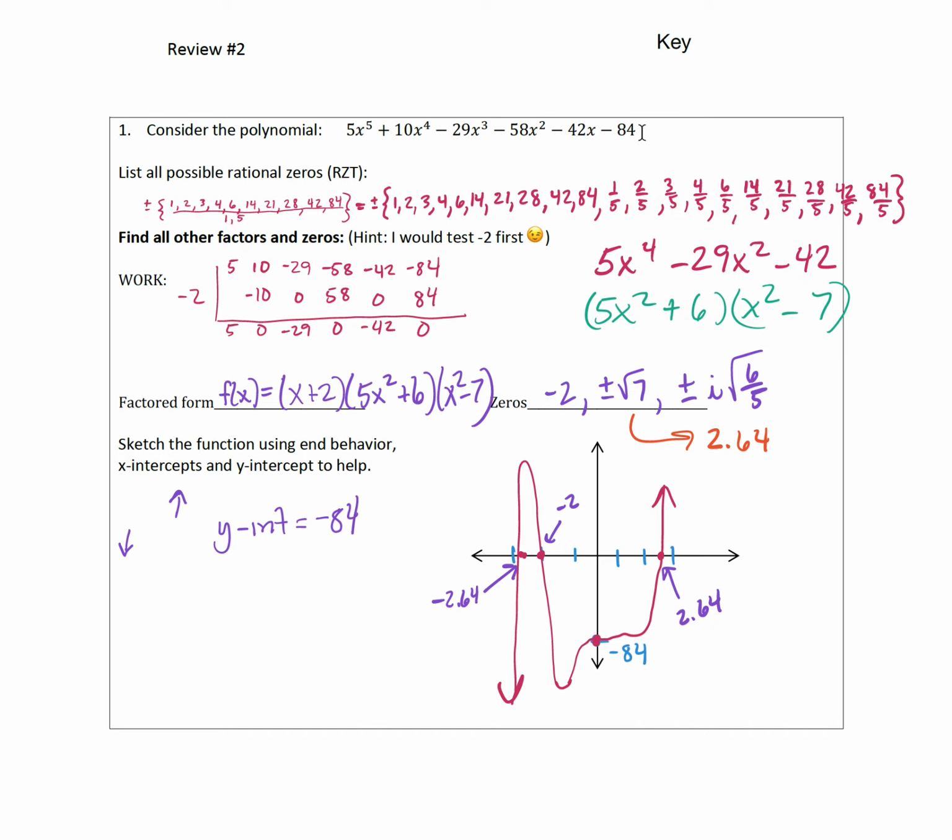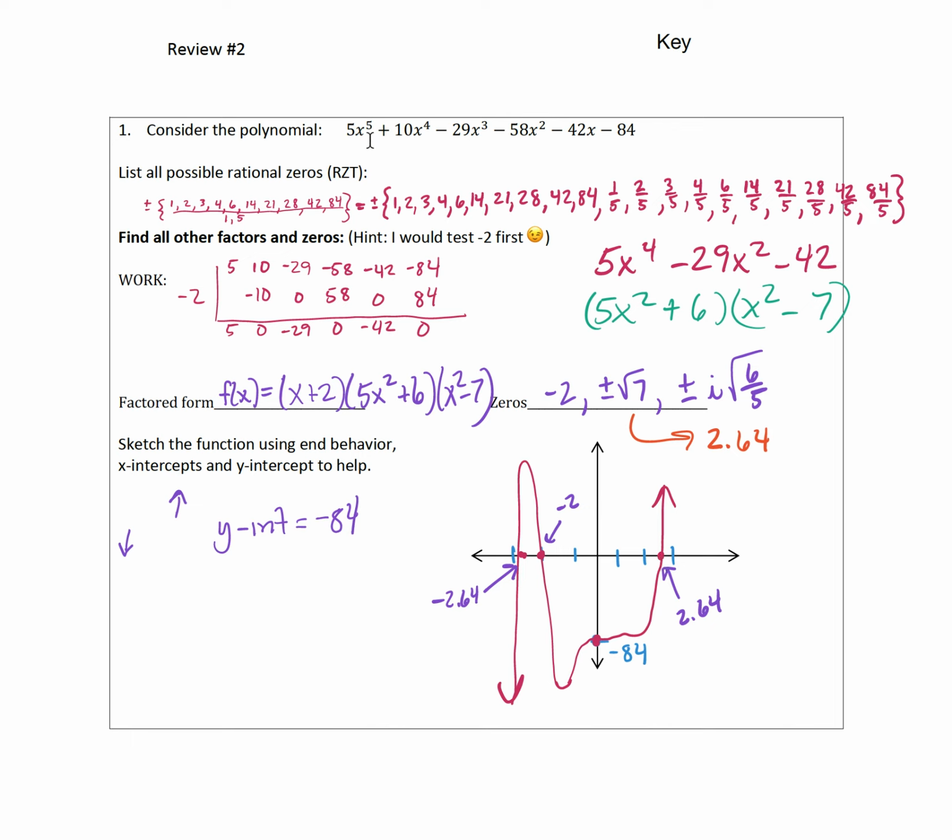The y-intercept is (0, -84). And you know it's x to the 5th, so it's got this general shape of up, down with some humps. The details of the humps are all about the x-intercepts. In this case, there are only 3 real x-intercepts: -2, negative square root of 7, and positive square root of 7, and 2 imaginary. So we know it's only going to go 3 times.